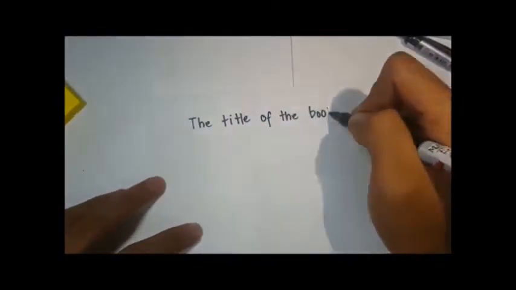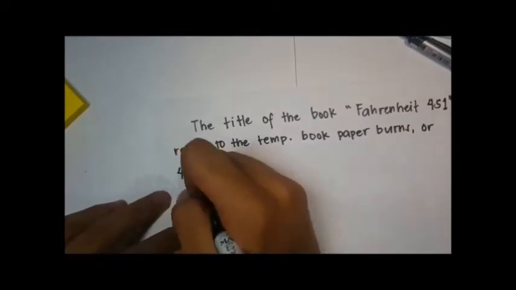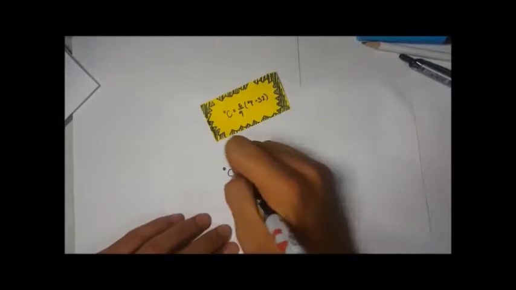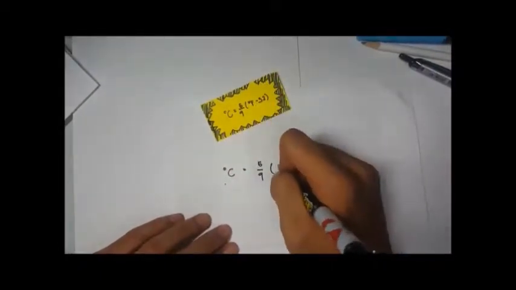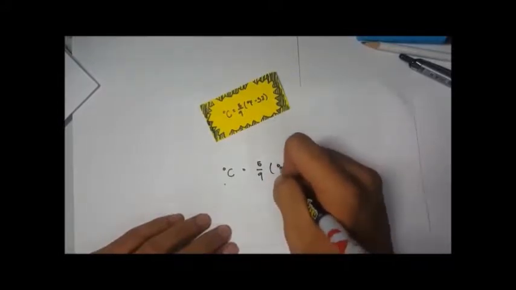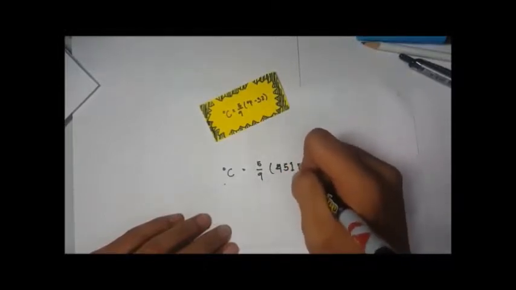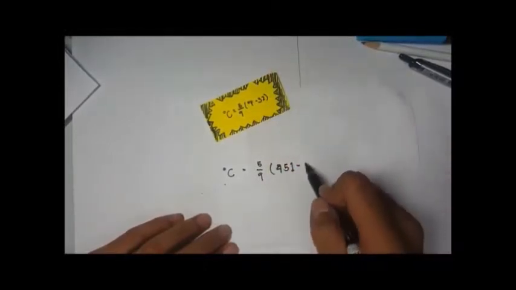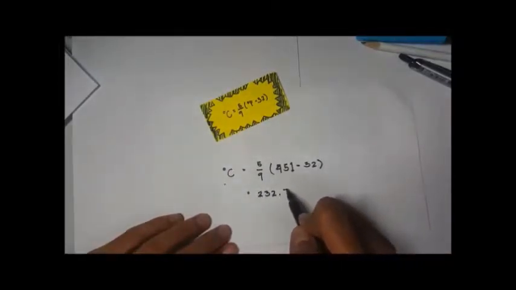The title of the book Fahrenheit 451 refers to the temperature at which book paper burns, or 451 degrees Fahrenheit. What is the temperature in degrees Celsius? To solve this question, we should use the equation for Celsius, which is 5 over 9 times the given Fahrenheit minus 32. If we plug in our given Fahrenheit, which is 451 degrees, and solve, it will turn out to be 232.78 degrees Celsius.